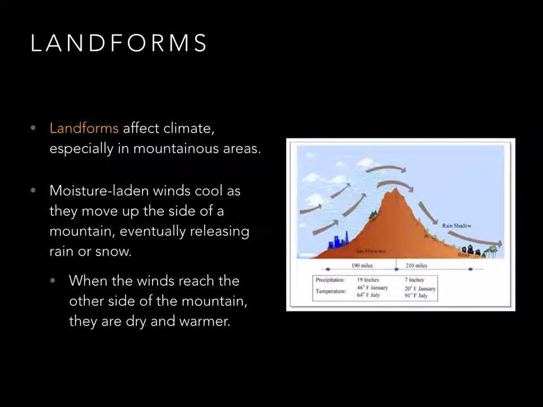Landforms. Landforms also affect climate, especially in mountainous areas. Moisture-laden winds cool as they move up the side of a mountain, and they eventually release their rain or snow. However, when the winds reach the other side of the mountain, they are much drier and warmer, and don't contain much precipitation at that point.